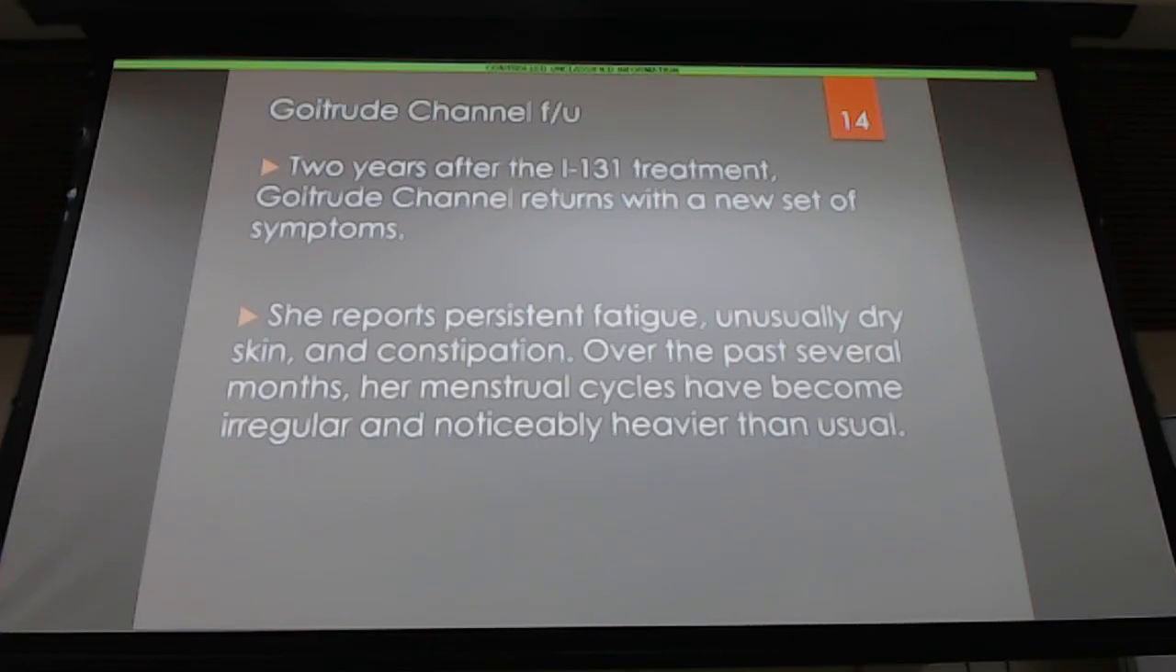right here. Okay, so we're still with Gertrude, and 2 years later, post-ablation, she comes in with a new set of symptoms. She has persistent fatigue, dry skin, constipation. Over the past several months, her menstrual cycles have become irregular and heavy. All right. Let's do a physical exam.